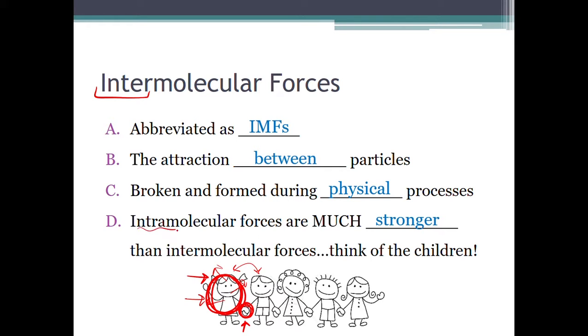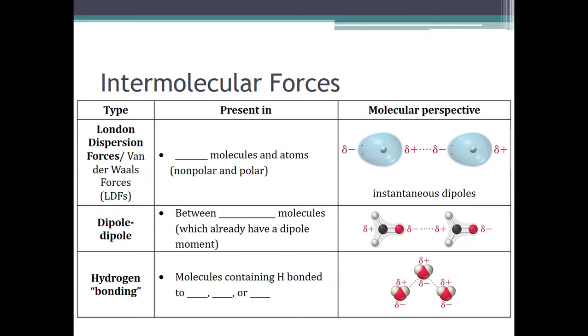So the intramolecular forces, the forces within one single particle, are a heck of a lot stronger than the intermolecular forces, the forces holding different particles together. There are three types of intermolecular forces that you need to know. The first and weakest, this is your weakest one up here, is London dispersion forces. That can be abbreviated as LDFs. It is also called van der Waals forces. They are all the same thing.